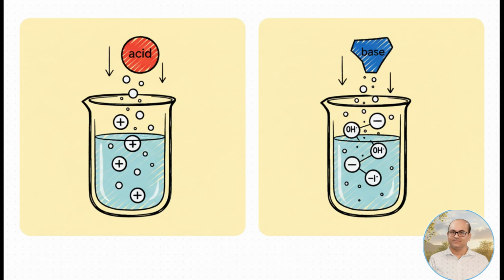Look here. When you put an acid in water, it releases hydrogen ions. We write that as H+. A good example is hydrochloric acid, or HCl. Now a base is the opposite. When it's in water, it releases hydroxide ions. That's OH-. For example, sodium hydroxide, NaOH. So please, if you remember only one thing today, remember this. Acids give H+, and bases give OH-. That's it. That is the main difference.